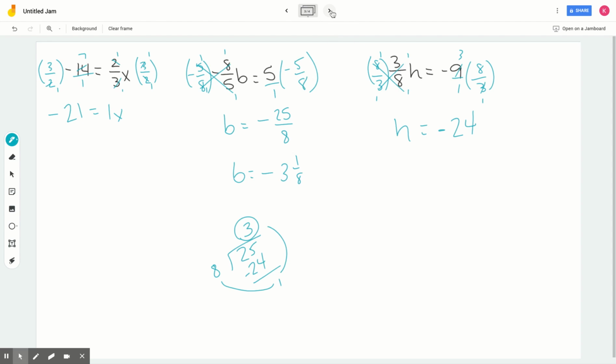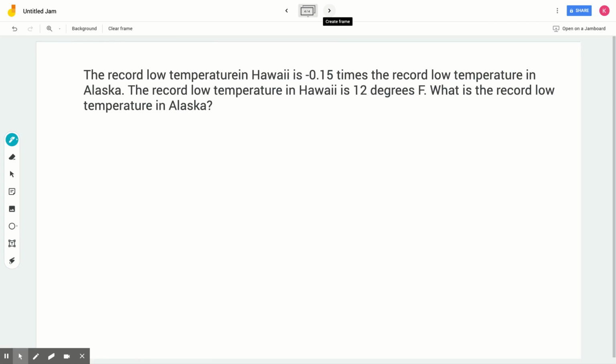Now let's go ahead and take a look at the last one for today. So it says the record low temperature in Hawaii is negative 0.15 times the record low temperature in Alaska. The record low temperature in Hawaii is 12 degrees Fahrenheit. What is the record low temperature in Alaska? So remember that we're trying to find the temperature in Alaska. So I'm going to use the variable A.